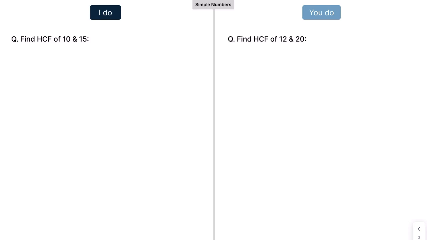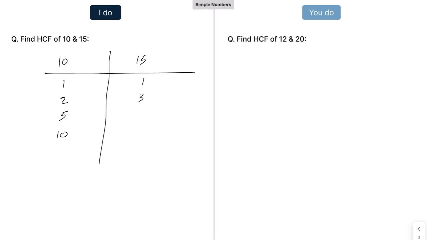Let's have a look at another example. So here we've got 10 and 15. Again, exact same way. I'm going to list out the factors of 10. So that's all the numbers 10 is divisible by without leaving a remainder. So that's going to be 1, 2, 5, and then 10. So that's all the factors of 10. And for 15, so that's going to be 1, 3, 5, and 15. So the highest common factor here is going to be 5.